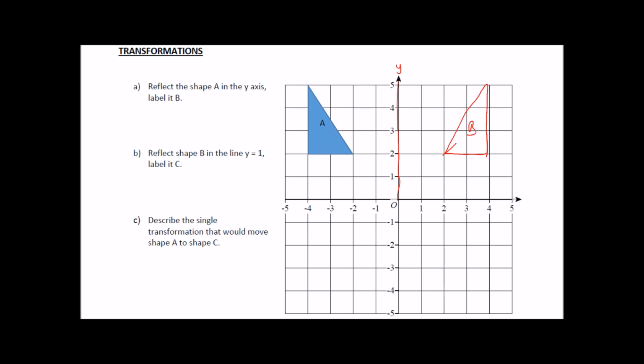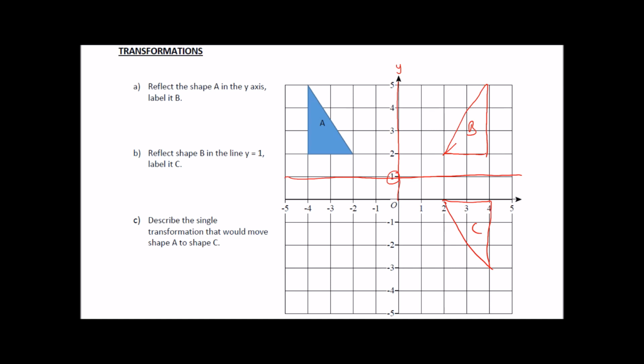We'll call that B. It then says reflect shape B in the line y equals 1. So where y is 1 is this line here. So if that's y equals 1, we're going to reflect that down, and that will end up there, and that's called shape C. There should be bread and butter to you.